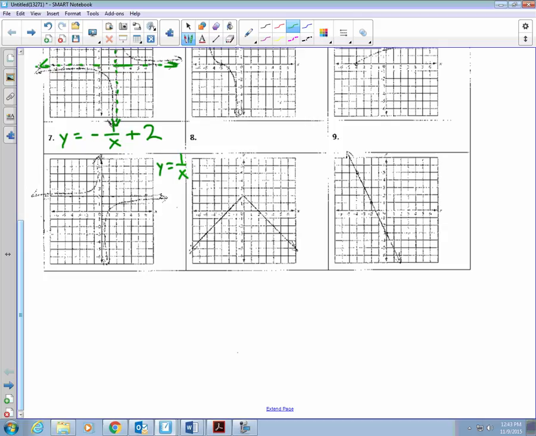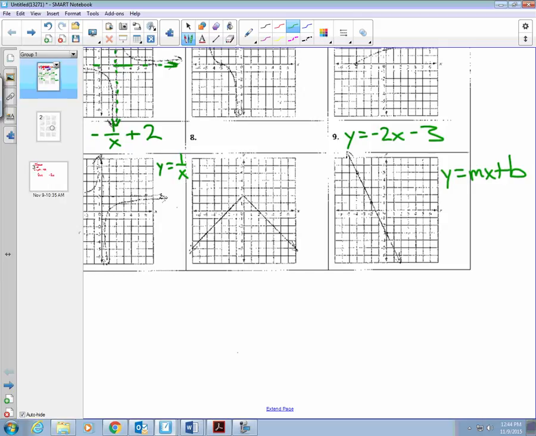We're going to do 3 more together. We're going to skip 8. You can do that on your own. We're going to look at 9. 9 is just a line, right? Y equals mx plus b. So what's m? Close. -2. Slope is -2. What's the y-intercept? Flip it over 2 more.